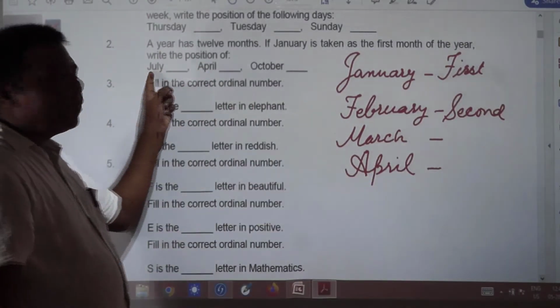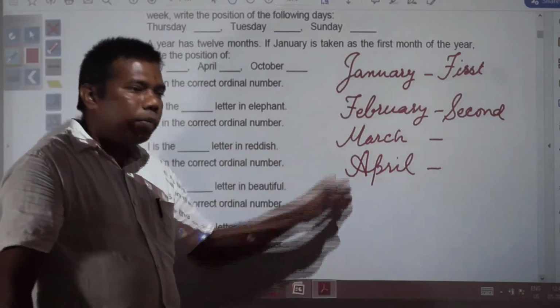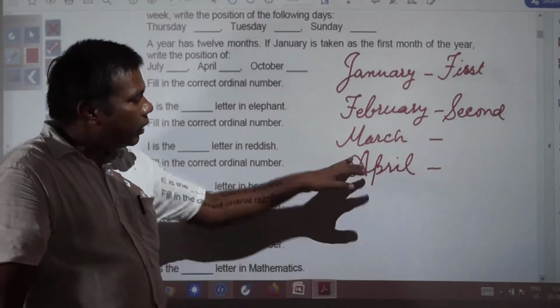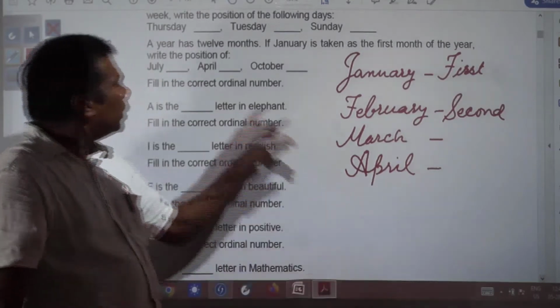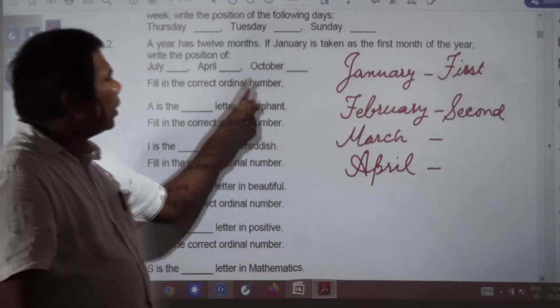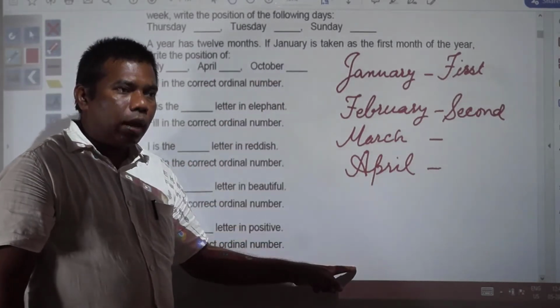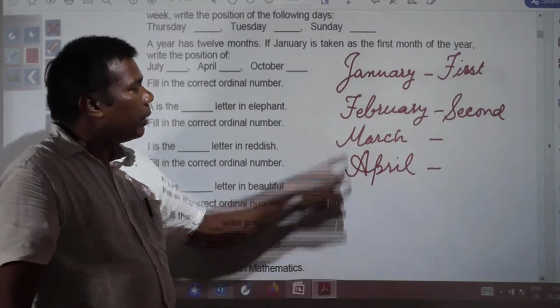Now here you need to find out July is in which position. So you write down properly yourself and then you find out in which position July is coming, in which position April is coming, and in which position you have October. Understood? And likewise it can be written.